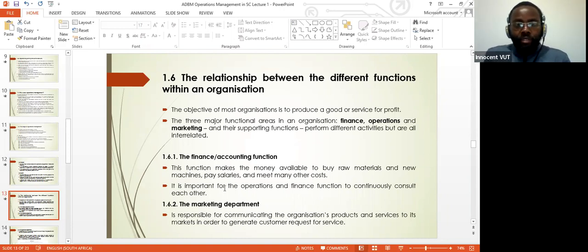Then number two, we have the marketing department. The marketing department is responsible for communicating the organization's products and services to its markets in order to generate customer requests for service. Right? The organization produces goods and services. Then the marketing department is the one that communicates these products and services to customers in the markets. So after the operations management has produced goods and services, the marketing department communicates these products and services to the market or to the customers.